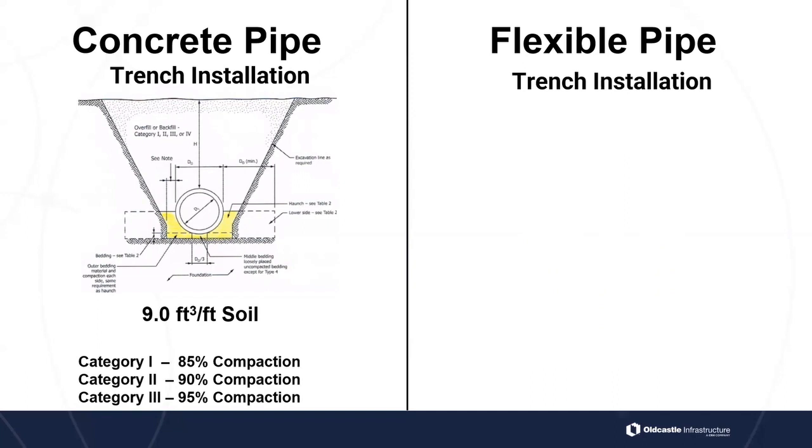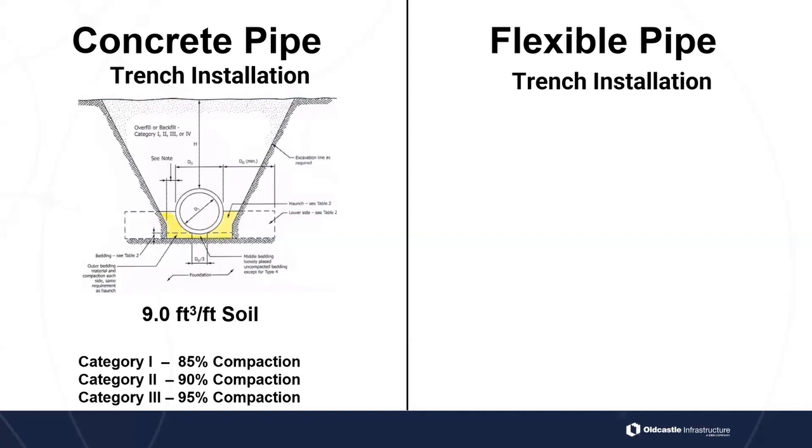Now, if we're using category 1, we need this compacted to 85% compaction. If we're using a category 2 soil, 90% compaction under there. Category 3, or the lower level soil, category 3 would be your 95% compaction. Remember, category 4 is not acceptable for this type of installation there.